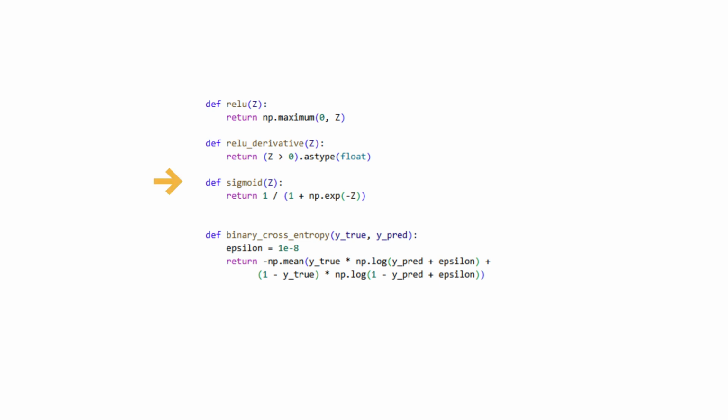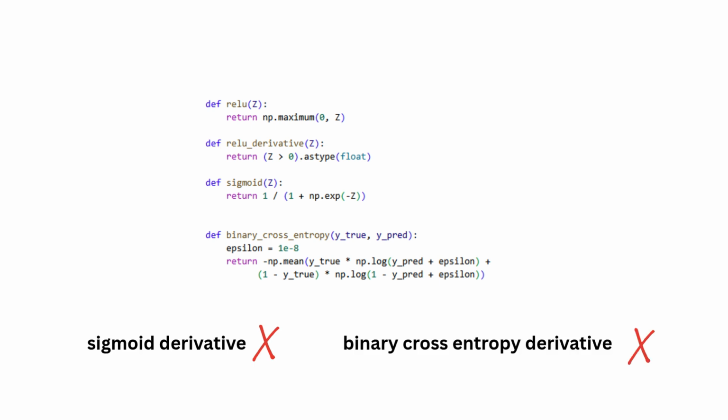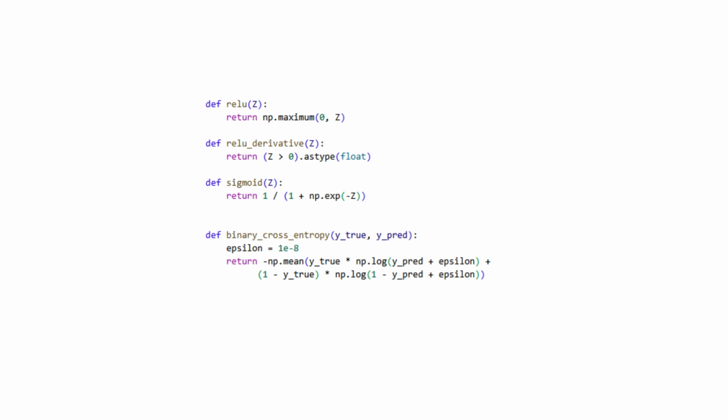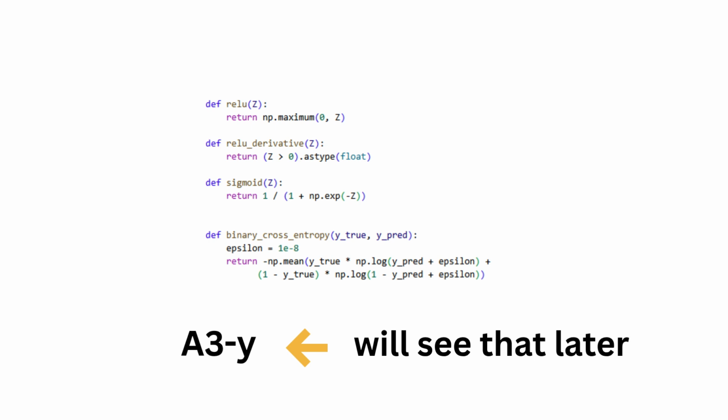Third, sigmoid activation, used at the final layer. Finally, binary cross-entropy loss. We include a small epsilon term here to prevent log 0 errors, which would otherwise cause numerical instability. Note, we aren't writing separate derivative functions for the sigmoid and loss functions. When combined, their derivative simplifies to a very elegant equation. This allows us to bypass the more complex calculus while maintaining perfect accuracy.